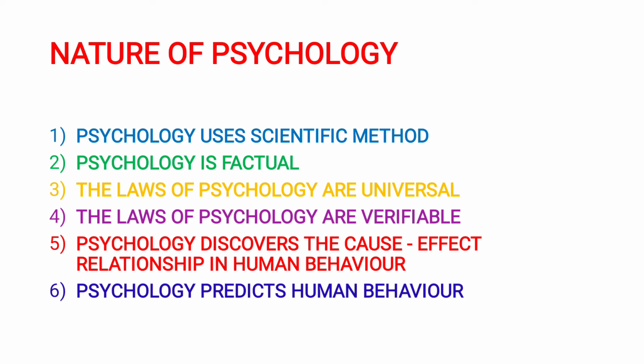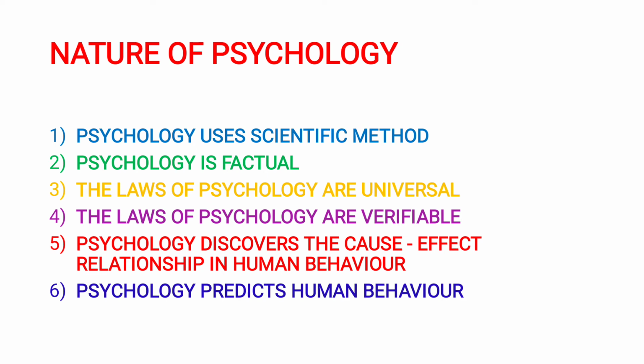The third point is that the laws of psychology are universal. Universal means the laws can be applicable all over the entire universe. At all times and places, the laws of psychology have been found to be the same under similar conditions, meaning under the same conditions. Next, the laws of psychology are verifiable. You can verify it or re-verify it anywhere. The laws of psychology can be verified by anyone.